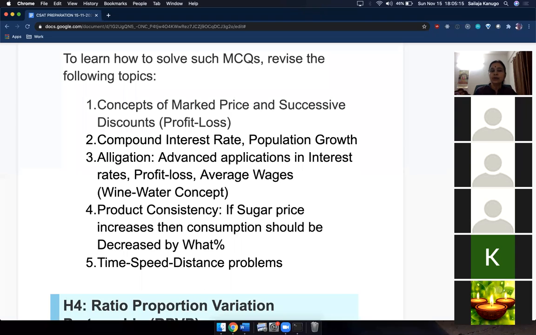So, concepts of market price and successive discounts. What is this market price? Have you come across market price, students?